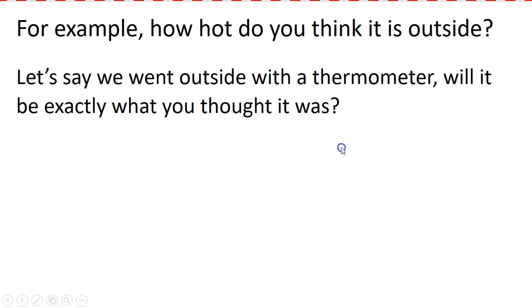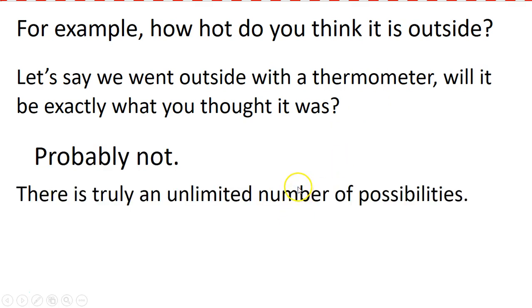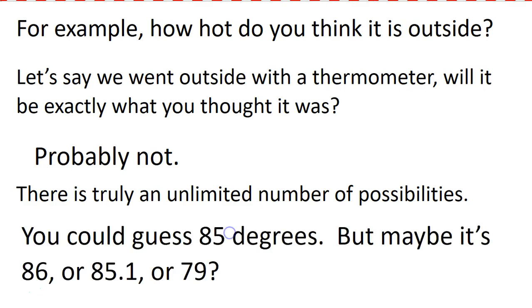Are you sure it's 42 degrees? Probably not. It might be 42.1 degrees. It might be 41.9 degrees. There's truly an unlimited number of possibilities that it could be. It might be 41.0014261. That's a possibility. You could guess 85 degrees. Maybe it's 86, maybe it's 85.1, maybe it's 79.